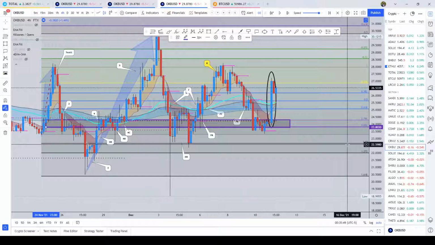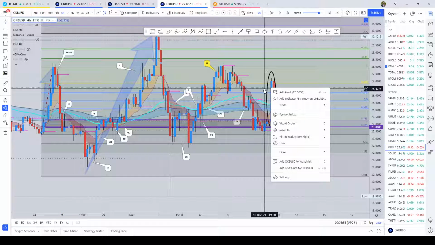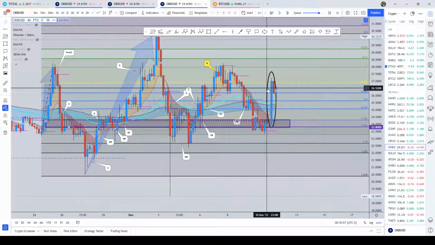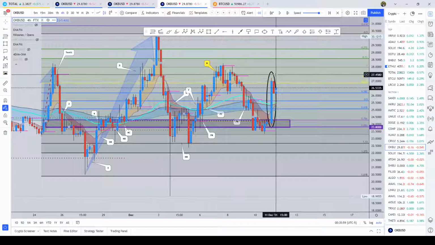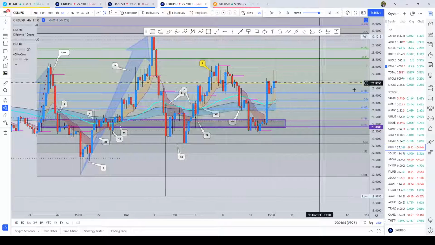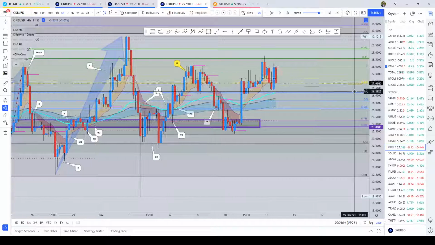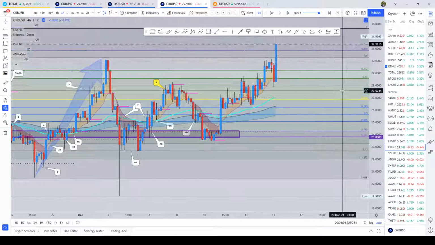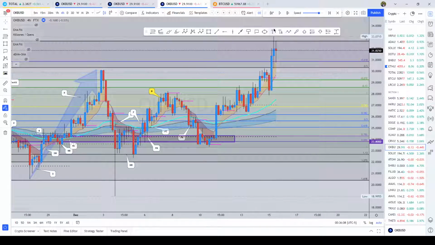At 23,800, price did what it had to do. And let's see if it held. Did it hold? Because I don't remember. Looks like it's holding. It's out of there. You know what I'm saying?